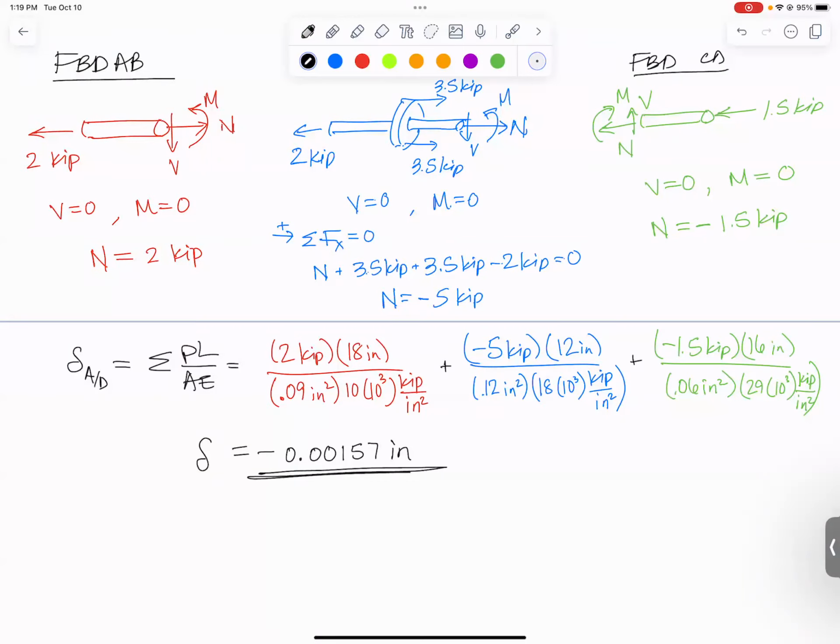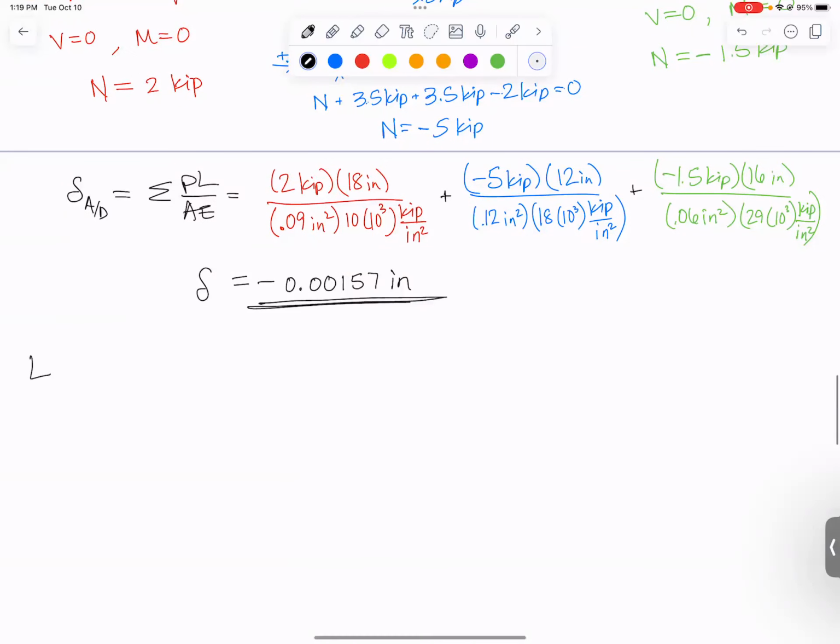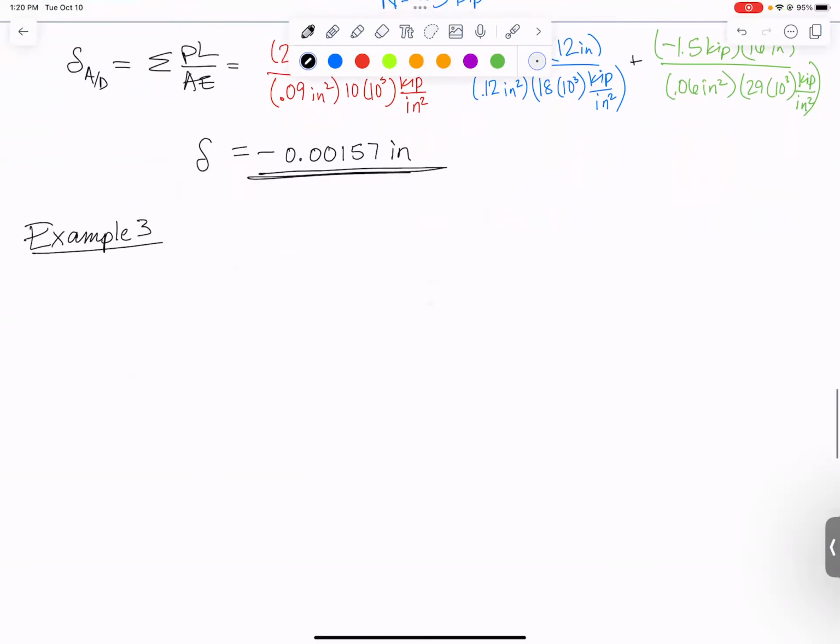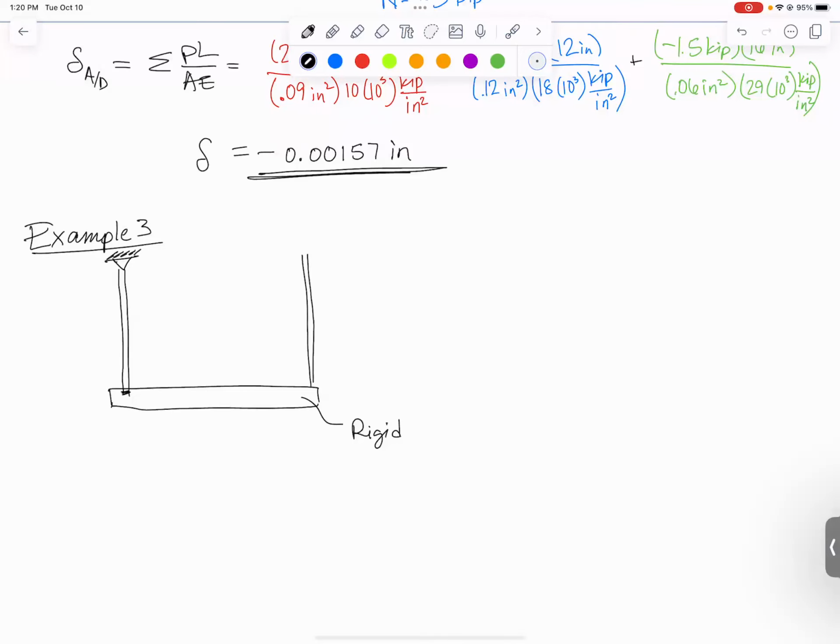Let's look at one more problem, one more example for this video. It's a little bit more tricky, but it's the same principle. So what I have going on next is a bar or rod of some kind that we're going to say is rigid compared to the other things it's attached to. So over here on the left end, it is attached to a wire that's pinned at the top. Over here on the right end, it is attached to another wire that is pinned at the top.